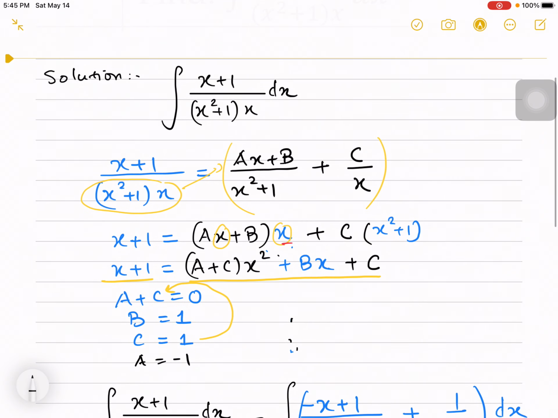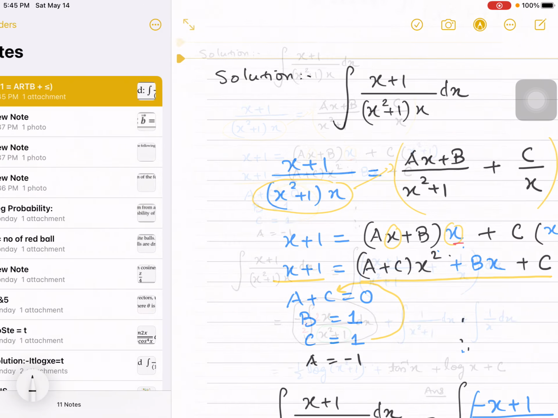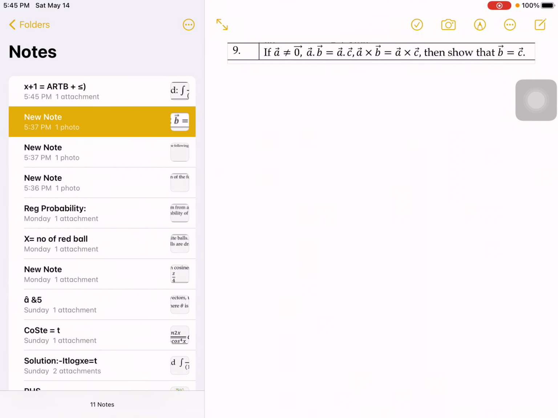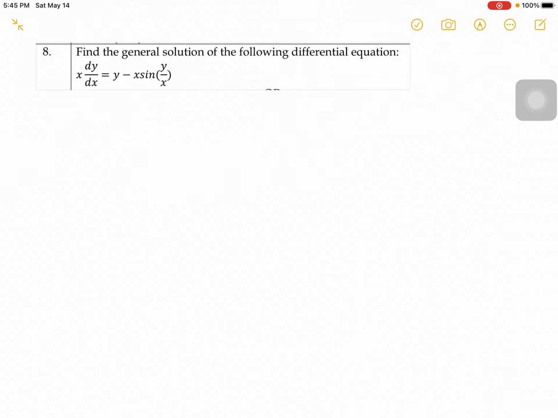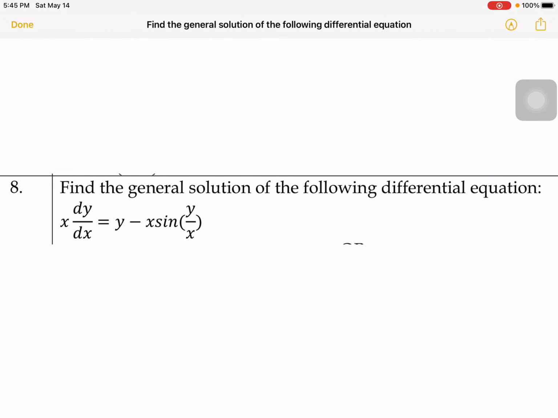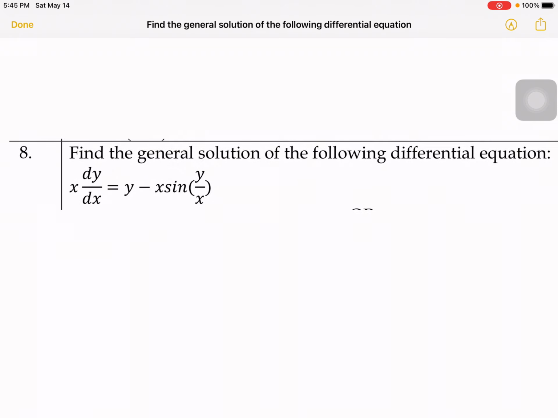So now the next question is the 8th question. It is a differential equation question in which we want to find the general solution of the following differential equation: x dy by dx is equal to y minus x sine (y upon x).